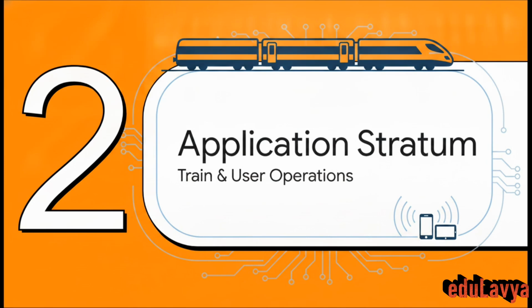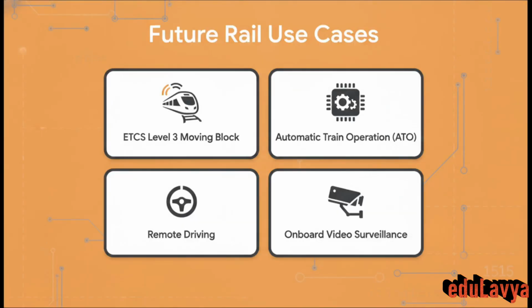Moving on to Section 2, the Railway Application Stratum. Future rail use cases are, well, they're intensely demanding. We're talking about ETCS Level 3 moving block, automatic train operation, remote driving, and even live onboard video surveillance. These applications generate just massive signaling and data requirements.